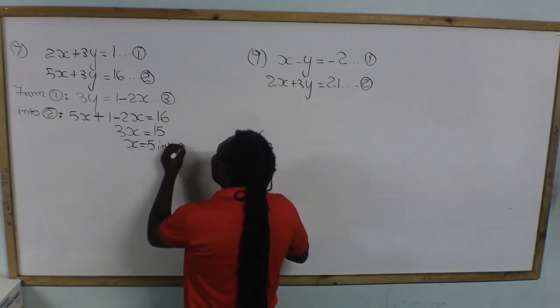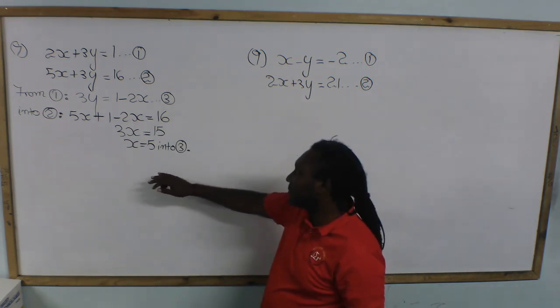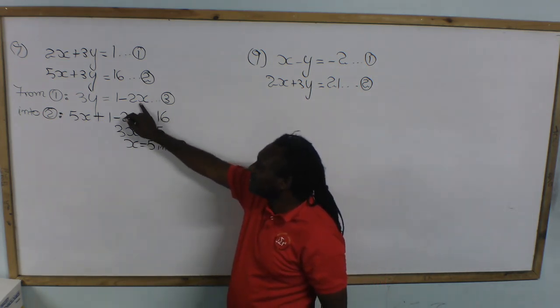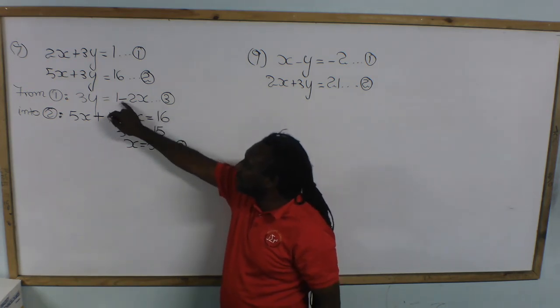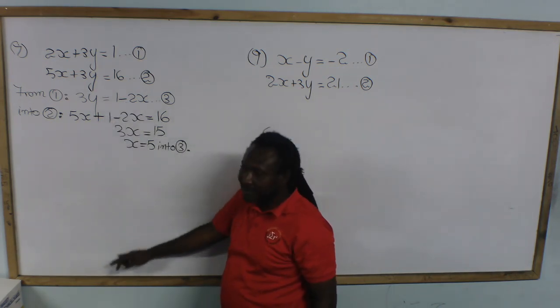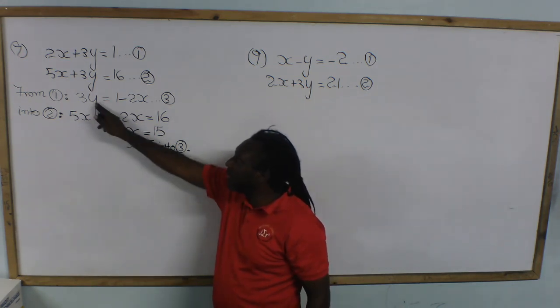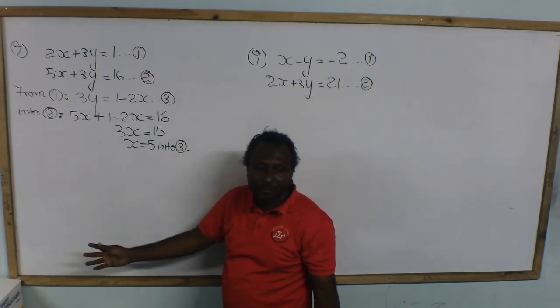and we will put that into which equation? 3. So if we put that into equation 3, we'll get what here? x is equal to? So we have 1 minus, well, minus 10. What is 1 minus 10? Negative 9. So y will be equal to? Negative 3.